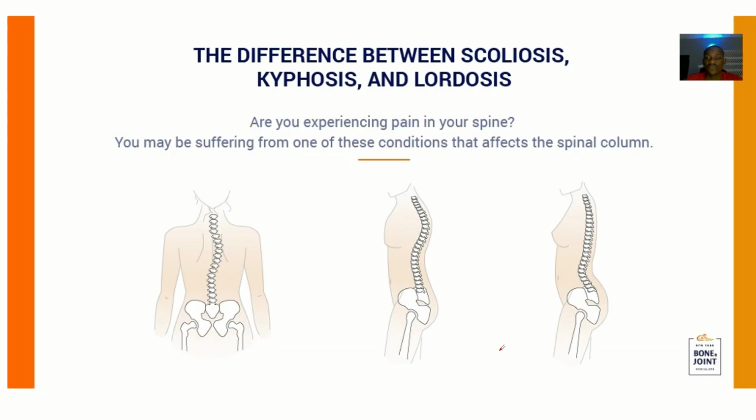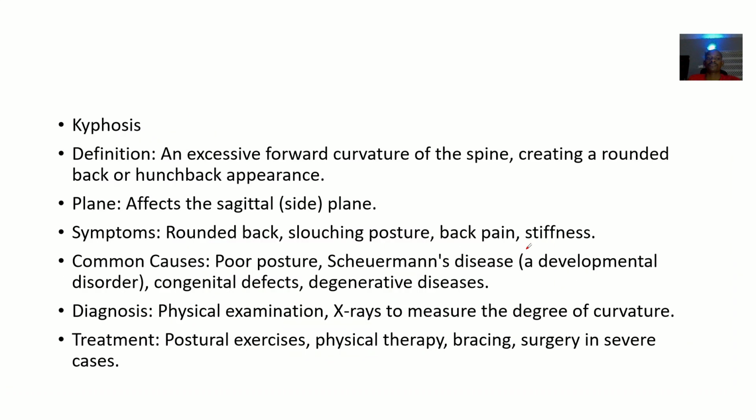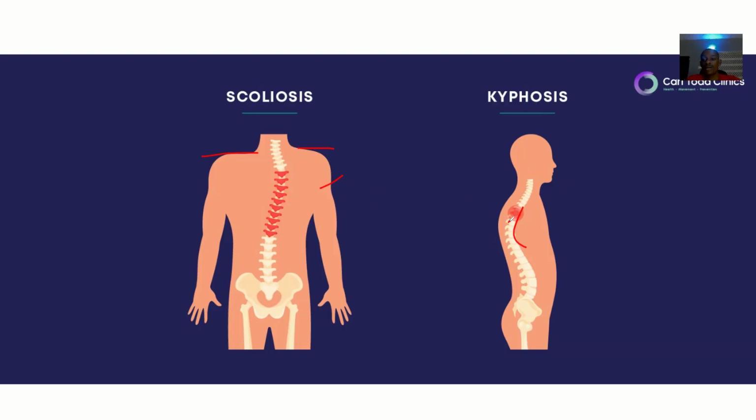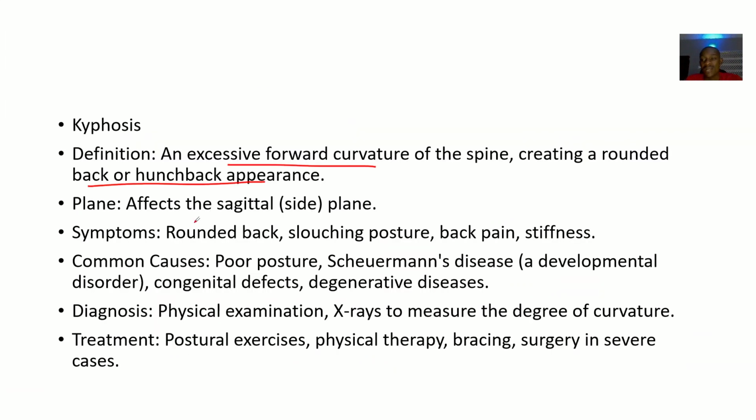Right. So let's move to kyphosis now. What is kyphosis? This is kyphosis. There's a problem at the thoracic region. So this one is what? An excessive forward curvature of the spine, creating a rounded or hunchback appearance. So hunchback, right? The back is kind of pointed out. What plane is affected? It is affecting the sagittal plane. Symptoms include the patient having a rounded back, a slouching posture, back pains, and stiffness, right?